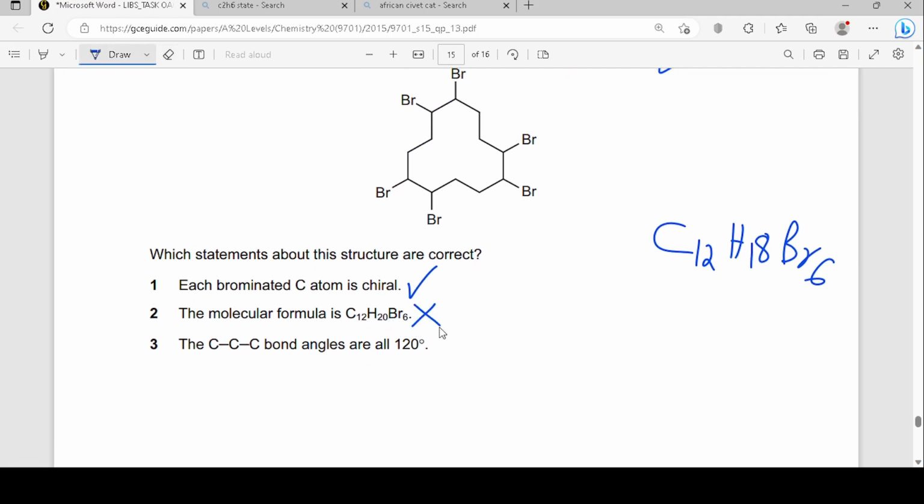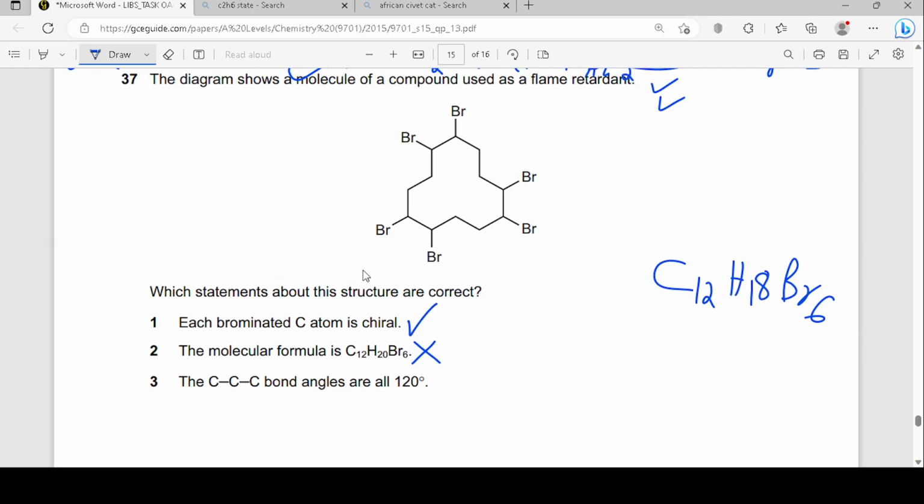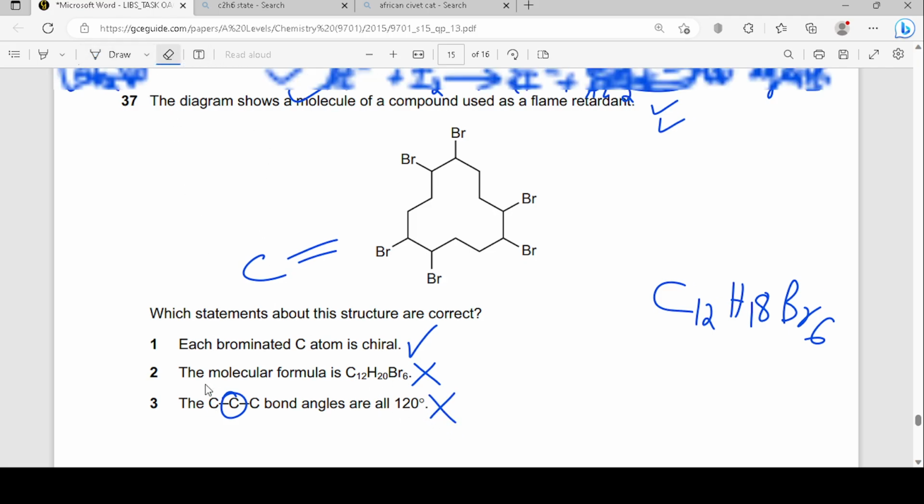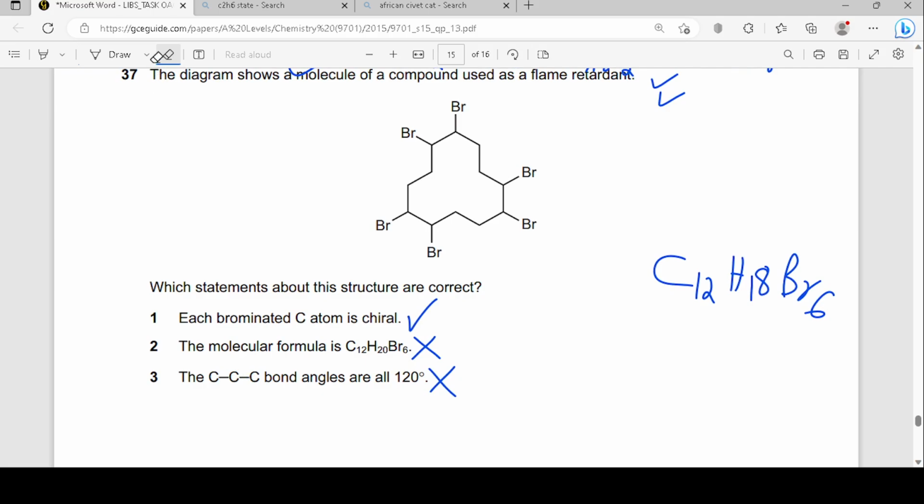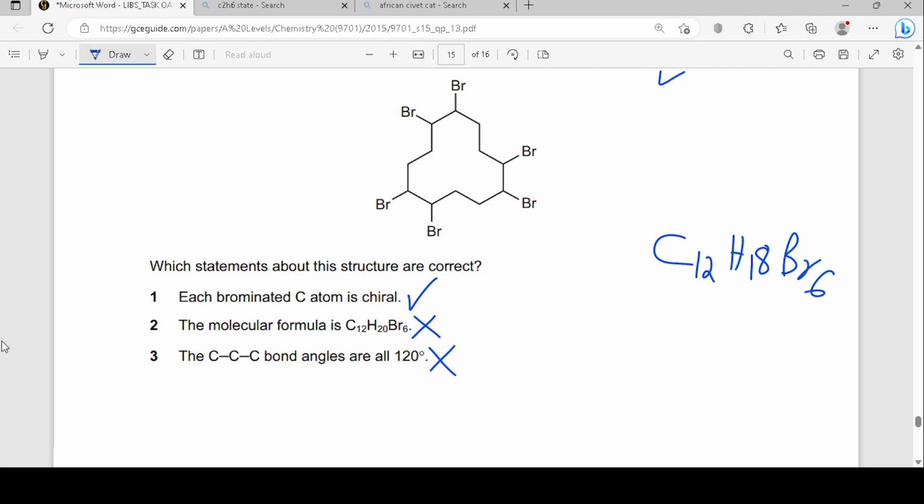So that means this might be wrong. The C-C-C bond angles are all 120 degrees. 120 would mean that the carbon has a double bond somewhere, but there's no double bond. So that's wrong. They are all 109.5 degrees because each carbon forms four single sigma bonds, right? Anyways, the point is that the answer is just D.